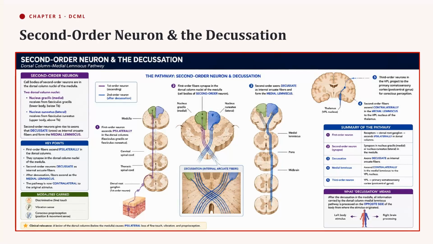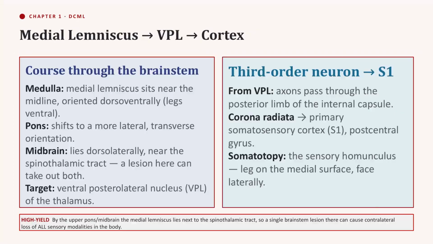We've crossed, now let's ride the medial lemniscus up to the cortex. And pay attention to how it moves through the brainstem, because its position changes, and that change is testable. On the left, the course. In the medulla, the medial lemniscus sits near the midline, oriented dorso-ventrally, with the legs ventral. In the pons, it rotates to a more lateral, transverse orientation, and in the midbrain, it lies dorsolaterally, and here's the key relationship, right next to the spinothalamic tract.